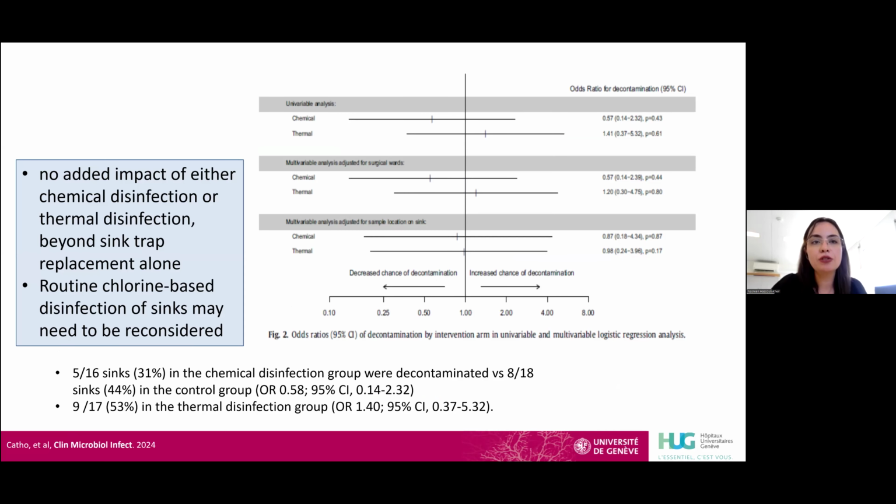The results showed that there was no impact of either chemical disinfection or thermal disinfection compared to changing the sink trap alone, and this questioned the routine chlorine-based disinfection of sinks, a practice that I must say is very popular, in some places even twice a day, with chlorine locks and different types of implementation, while this intervention is not really evidence-based and maybe not effective, according to this study.